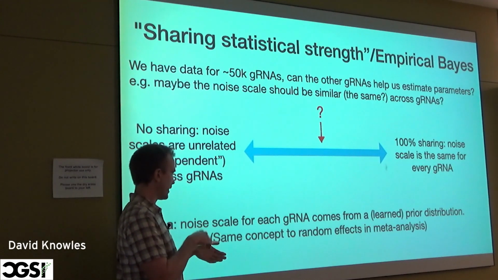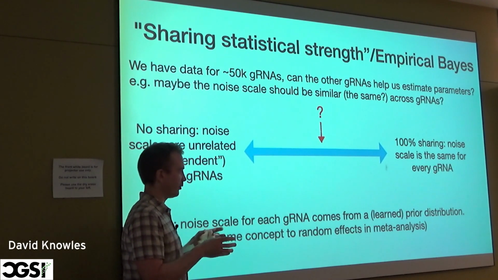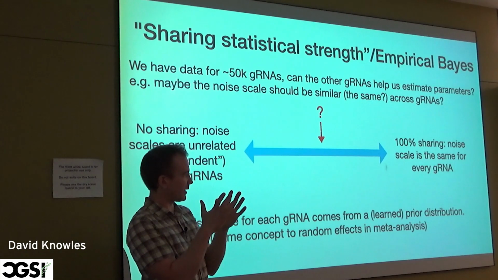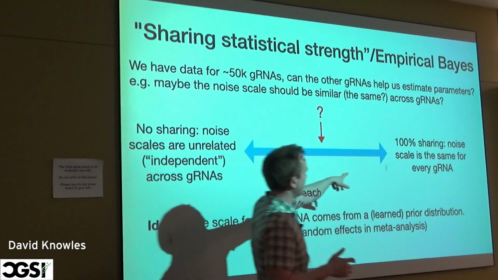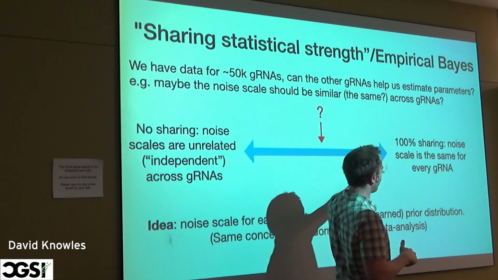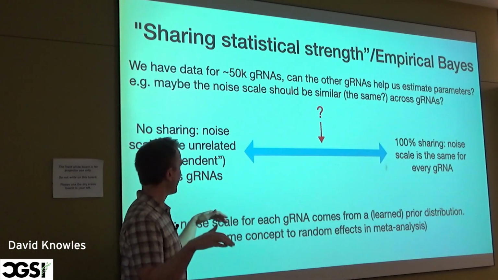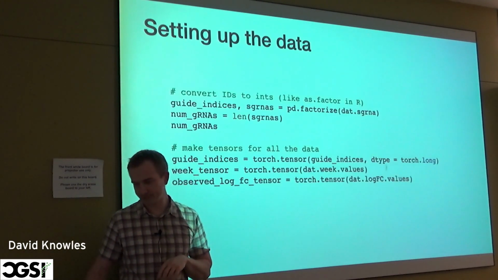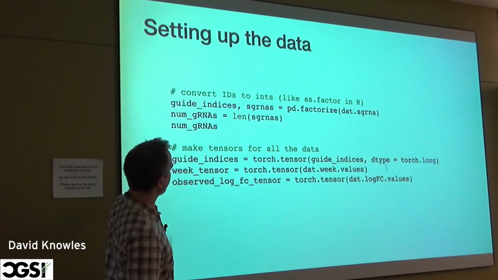And then for each individual guide, there is a different noise scale, but they're encouraged to be similar through this prior distribution. If I learn that that prior distribution is very narrow, that's sort of pushing me more towards this end of saying all of the noise variances are very similar. If I learn that that prior distribution is very wide, that's saying all of these noise variances are very different across the guides. So I have to set up the data across all of the different guides.